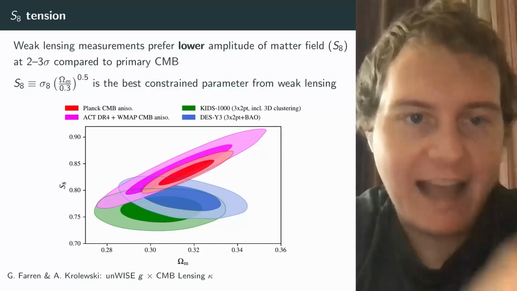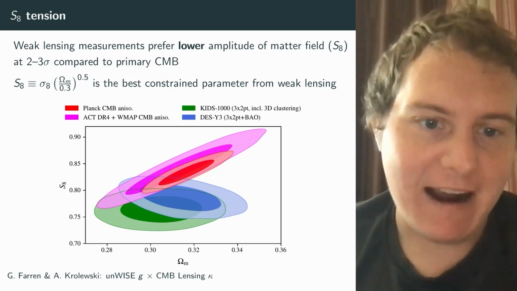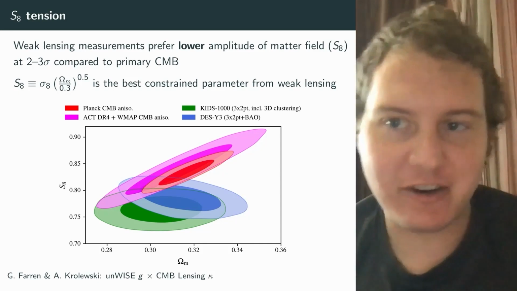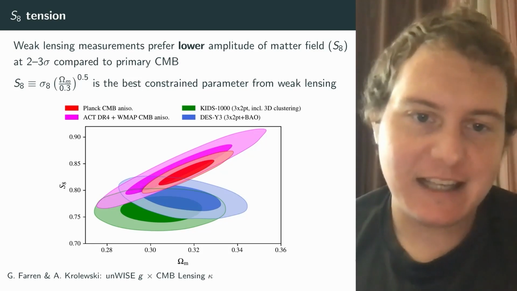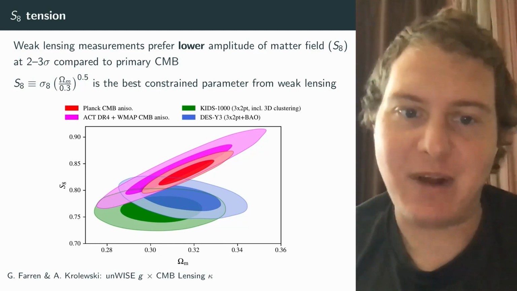The S8 tension has been around for several years now, where the amplitude of structure formation of the matter field seems to be a little bit lower in weak lensing surveys at low redshift than the primary CMB.